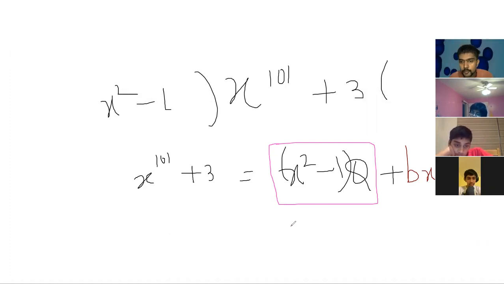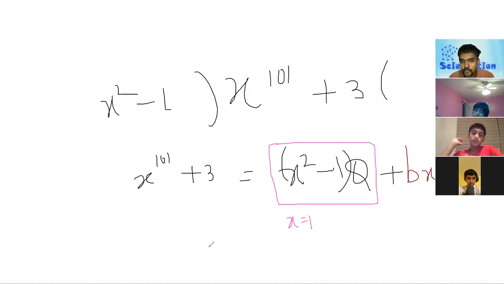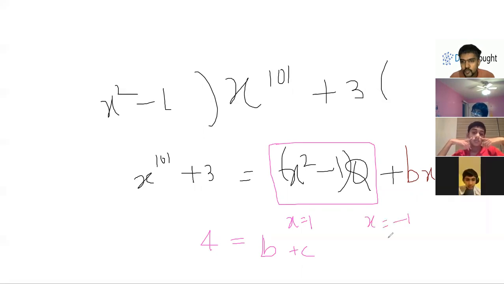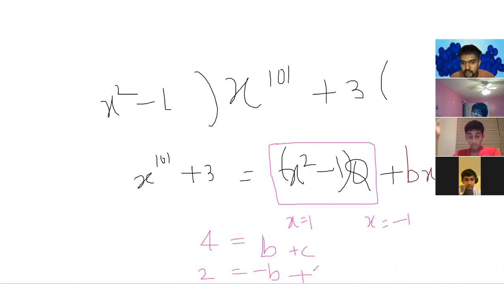So now you can put x equal to 1 because then this guy gets knocked off. Anything which knocks off the q, because q is unknown, right? Wouldn't the remainder be 4 at x equal to 1? That gives b plus c. And if you put x equal to minus 1, you'll get 2 is equal to minus b plus c. No, I mean, no matter what, could the remainder be 4?